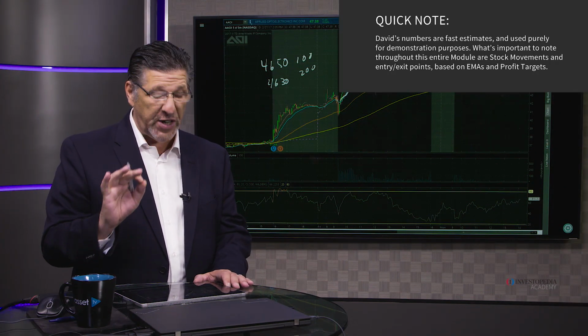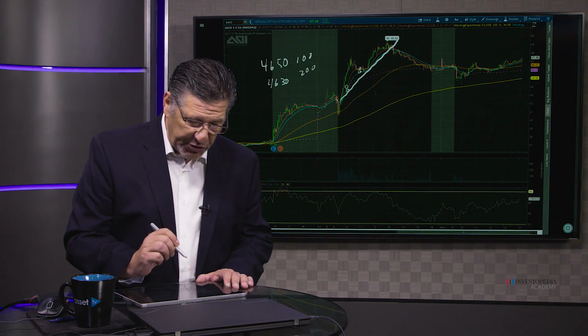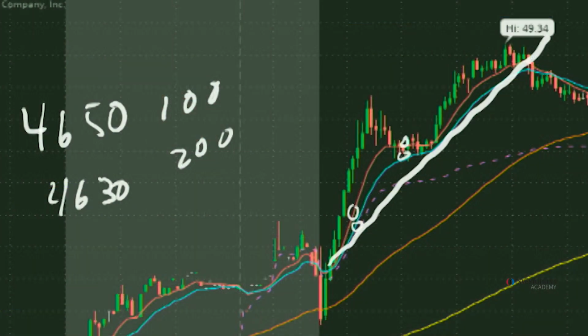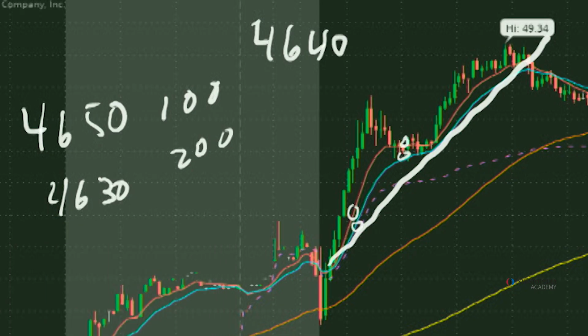And we're entering these trend trades again with limit orders when the stock pulls back and hits our 9 and 15 EMA. We now have a total of 300 shares, and our average on those 300 shares is $46.40. Great. We are in a trend trade. We have established what our price is.